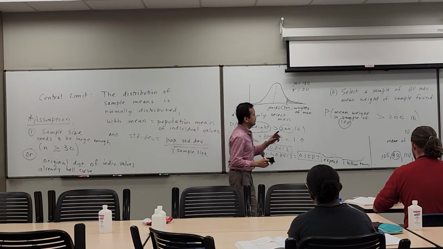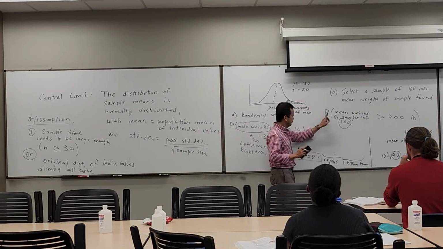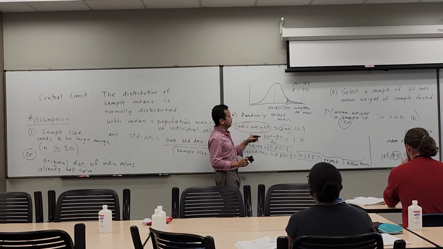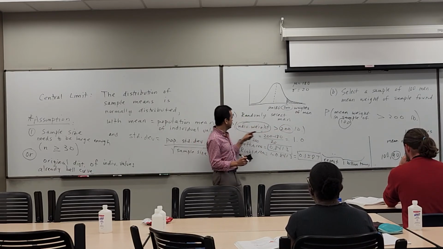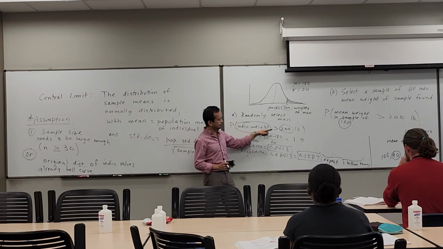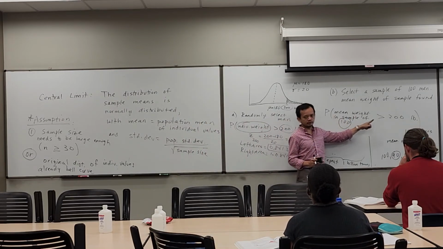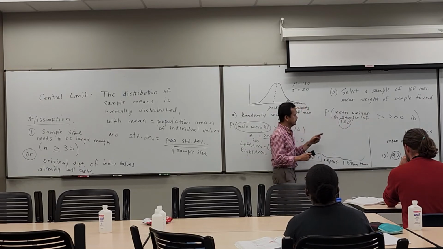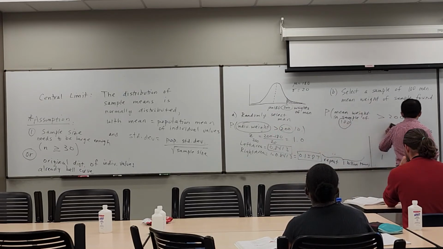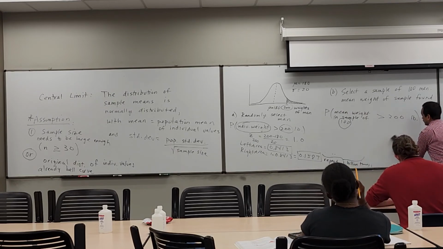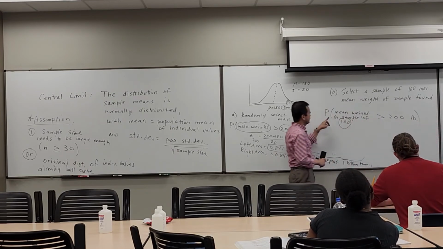So right now, we recognize that, first of all, these two questions are conceptually different. One is dealing with the probability of individual weight being relative to this number. One is dealing with the probability of a mean weight of a sample being relative to this number. And so now that we recognize there's a difference, let's try to approach it the same way as before.